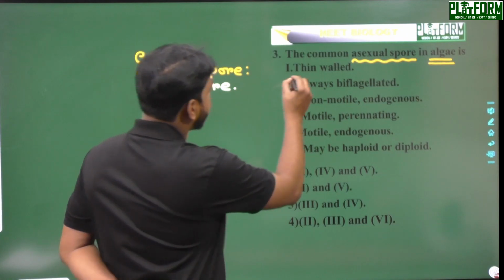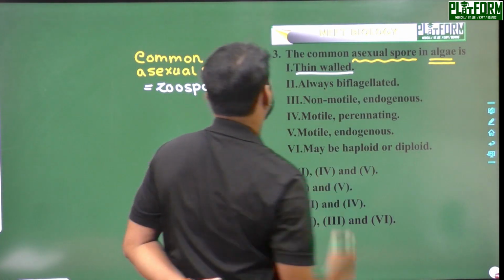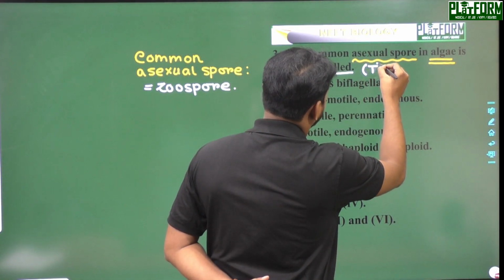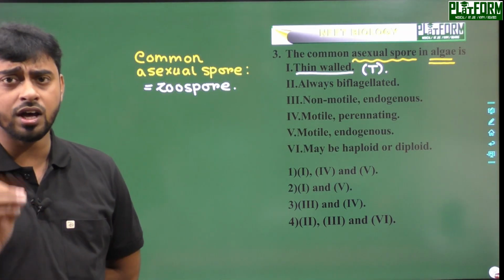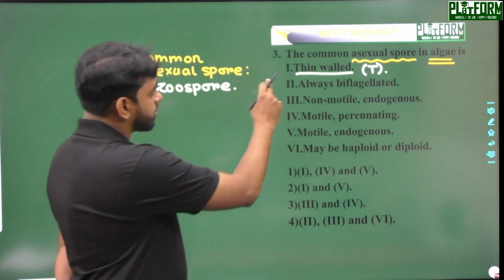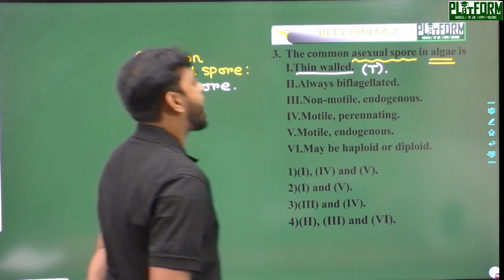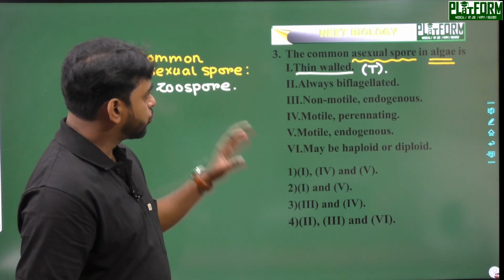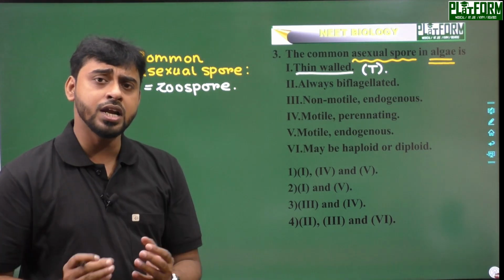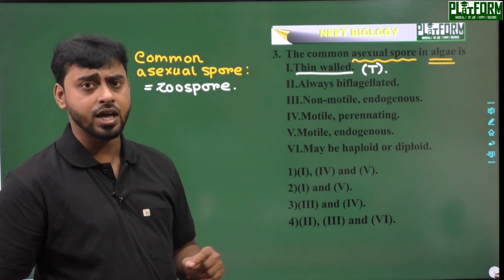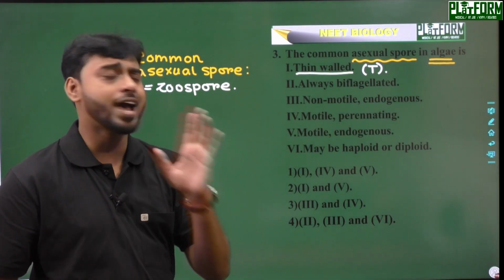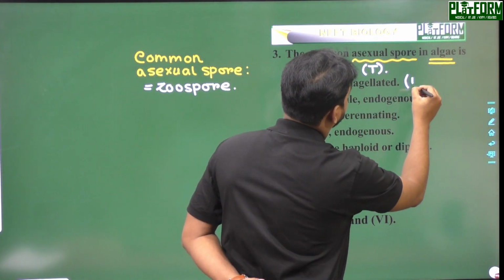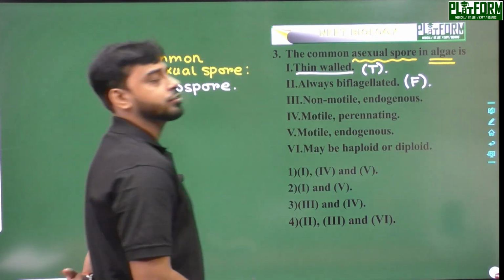Now the first is that it is a thin-walled structure. Definitely, the zoospore is a thin-walled structure, so it is a right statement. The second statement is always biflagellated. Zoospore means they can move. The zoospores have the ability to move from one place to another, and for the movement they have the flagella. But the number of flagella is not always 2. So it is a false statement.